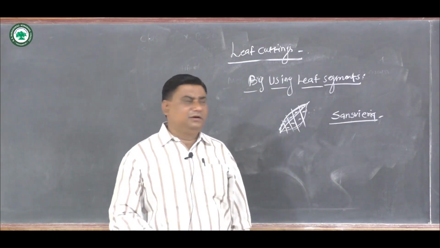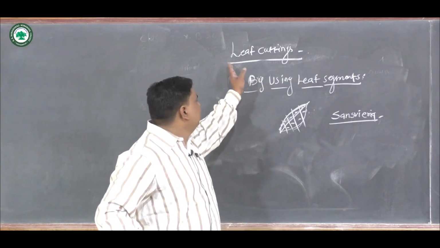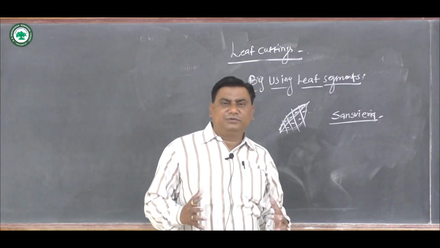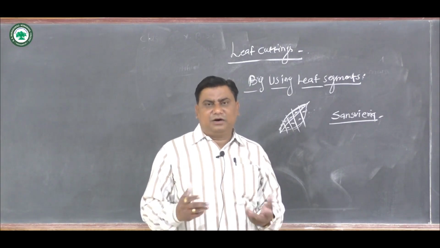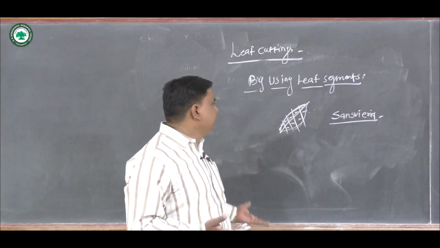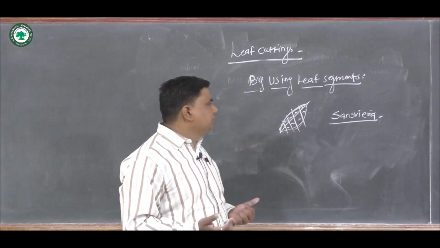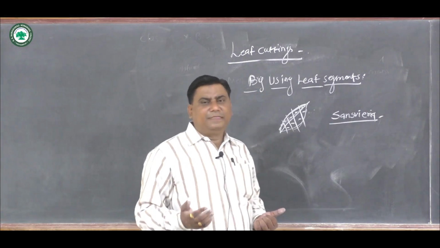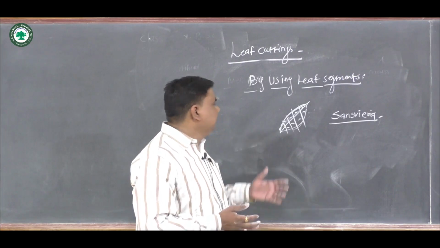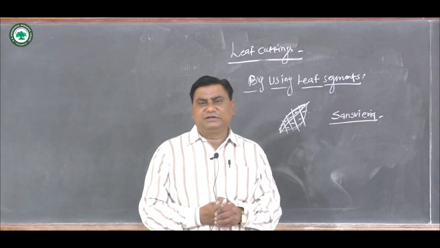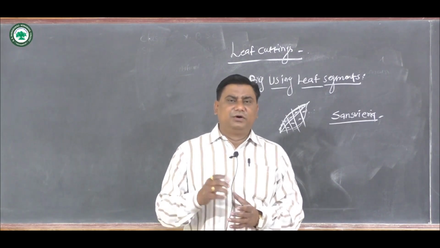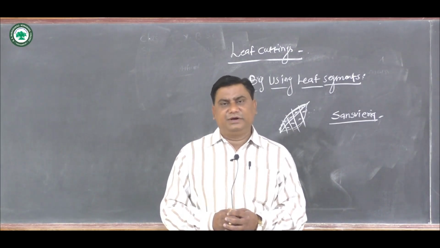So these are the methods of leaf cutting. These methods depend on the plant species. According to the plant species, there are four types of method: by using leaf petiole, by using marginal buds, by making notches in the main veins, and by using leaf segments. So this is all about cutting, especially root cutting and leaf cutting. Okay, thank you.